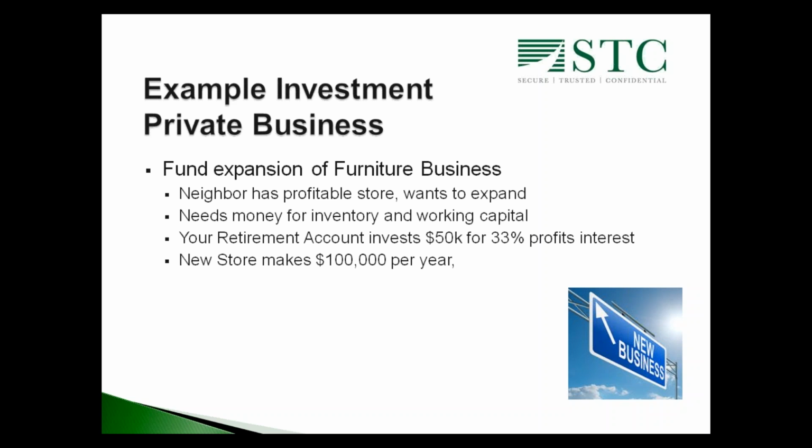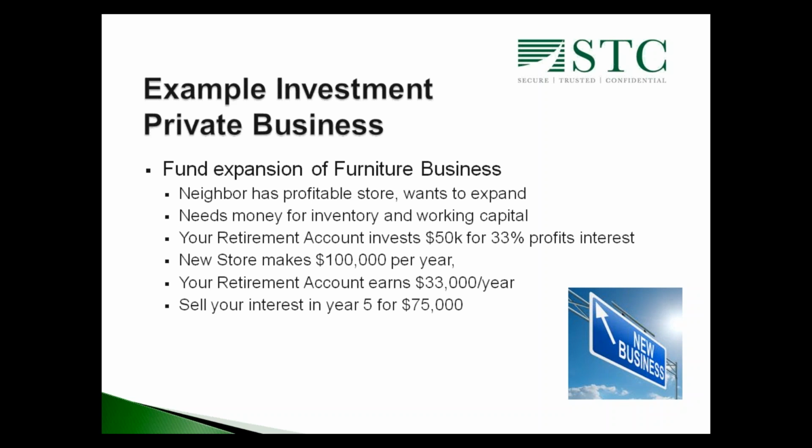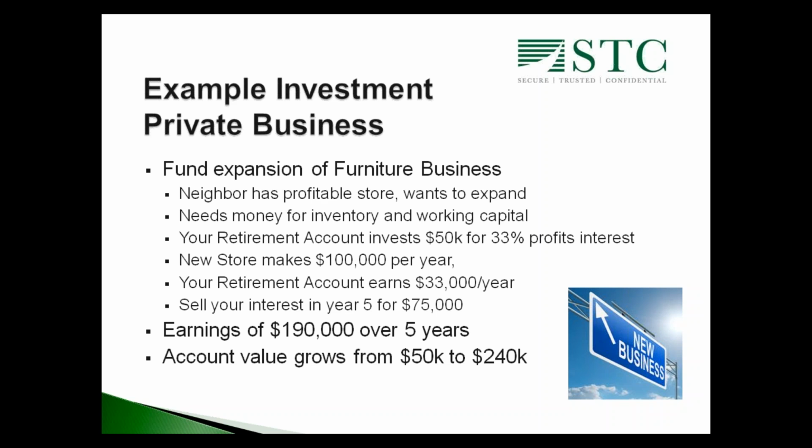Now, he's already got a profitable store. He knows how to run a store. It's profitable the first year. It makes $100,000. Your retirement account would earn $33,000 a year. 5 years down the road, he wants to buy you out of this profit interest, so you sell your interest for $75,000. You would have had earnings of $190,000 over that 5-year period. Your account value would have grown from that initial $50,000 investment up to $240,000.